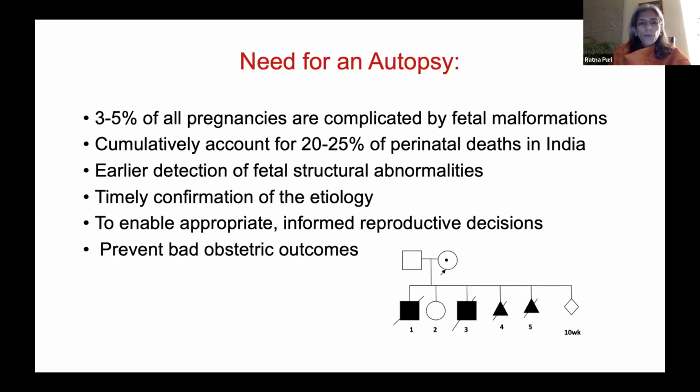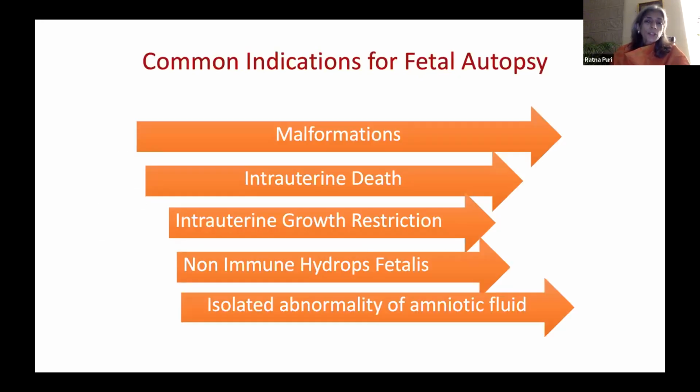We also want to prevent bad obstetric outcomes, like we see in this case, where they lost 4 pregnancies before somebody thought, let's have a look at what's happening and make sure that the next pregnancy is not similarly affected. So what are the common indications for fetal autopsy? They could be major isolated malformations or multiple malformations, intrauterine fetal death, intrauterine growth restriction, non-immune hydrops fetalis, or any abnormalities of fluid, and more commonly oligohydramnios.